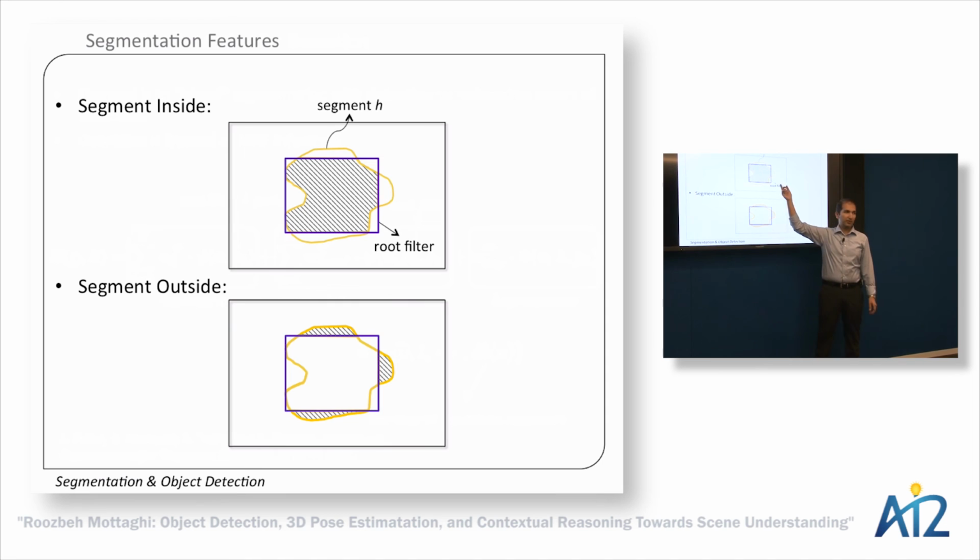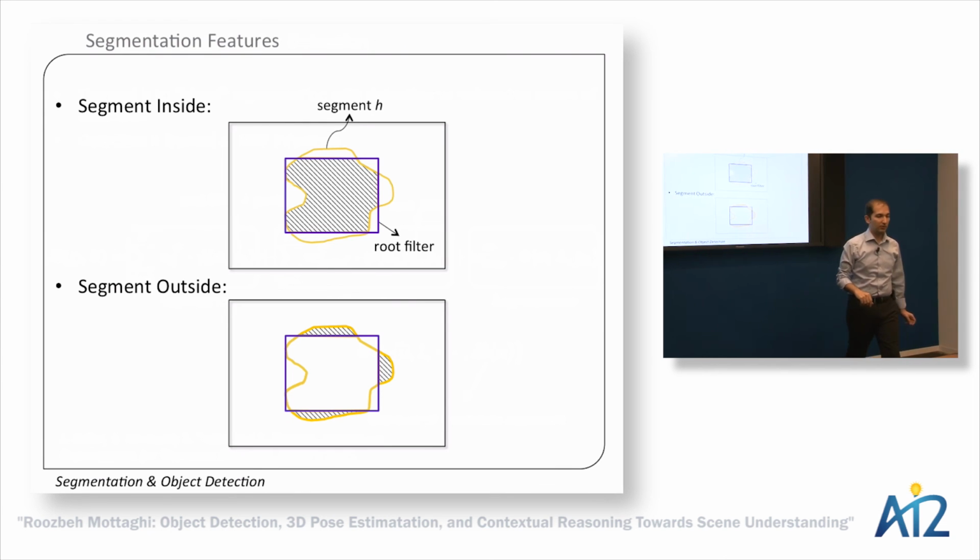This orange area is the segment that I just mentioned, and this blue area is the bounding box. Our object detector is a sliding window detector, so we have a window that goes over the image, and it also checks all different scales. This blue area is one of those bounding boxes. We check how many pixels of the segment fall inside the object bounding box, and how many pixels of the segment fall outside the object bounding box. That's one feature that we use.